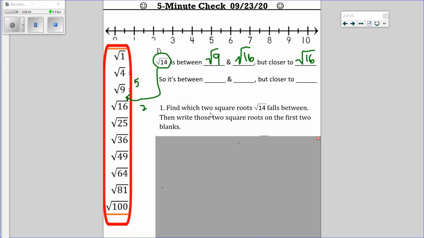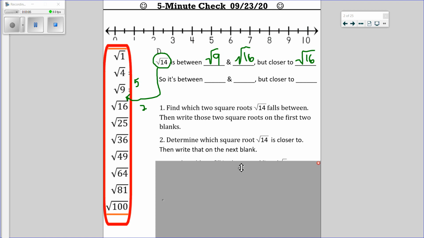Step one was to find which two square roots the square root of 14 fell between. That was the square root of 9 and the square root of 16. So we wrote those on the first two blanks. Then the next step is to determine which square root the square root of 14 is closer to. That's where we subtracted. 14 minus 9 is 5. 16 minus 14 is 2. So 2 is smaller. That means it's closer to 16. So you write the square root of 16 over there. Now, once you have that done, the rest is easy. That's the hardest part.